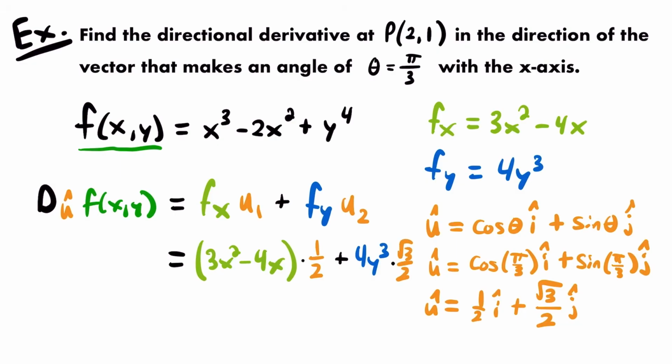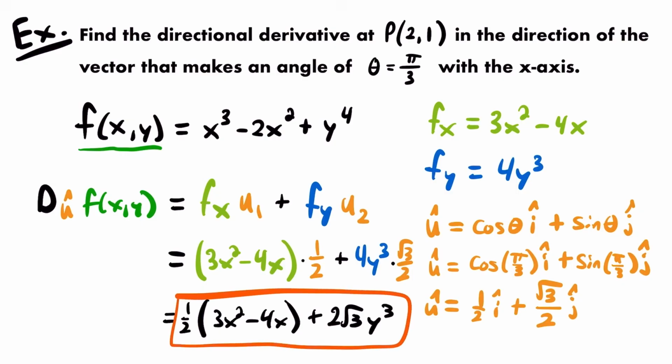All right, and so then to simplify, I'm just going to move this 1/2 out front. There's no reason to distribute it, so we have 1/2 times 3x squared minus 4x plus 4y cubed times the square root of 3 divided by 2. You can divide this 4 by 2 and get 2. So we have 2 square roots of 3 times y cubed. And that right there would be the directional derivative itself, at least in terms of x and y.